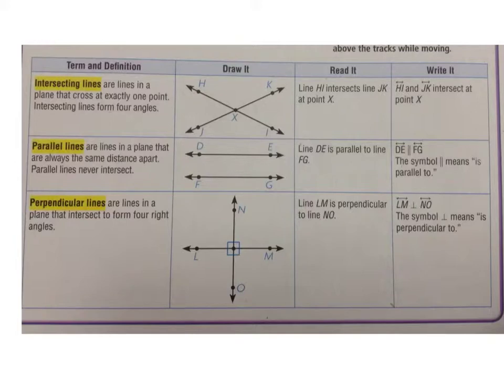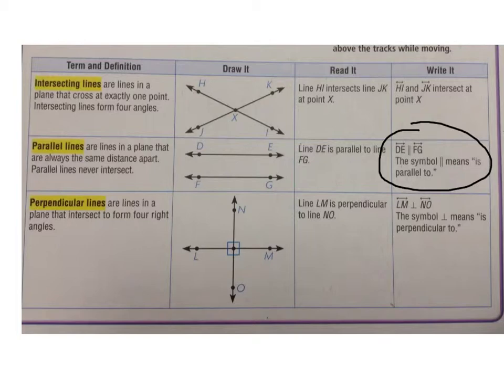Secondly, we have parallel lines, and parallel lines never cross, even if they went on forever. So we can see line DE is parallel to line FG. And if you look over here in the write it section, we've got this symbol. It says DE, and that's line DE, and it has those 2 lines that look parallel, and that is the symbol for parallel. So if we're writing that 2 lines are parallel, that's the symbol we need to put in the middle.